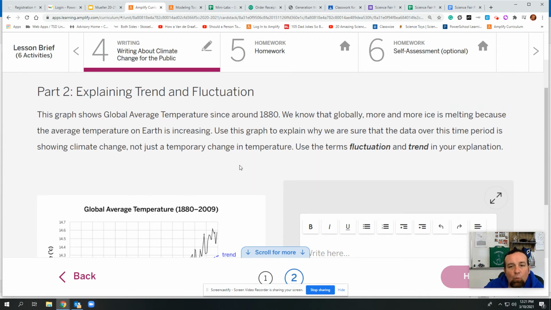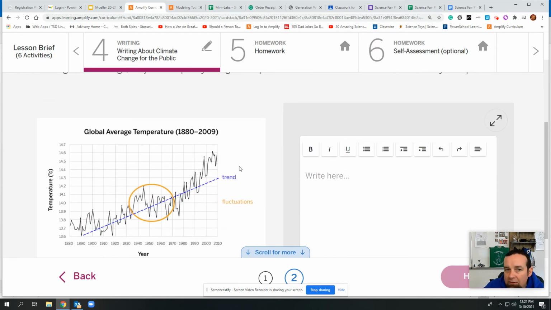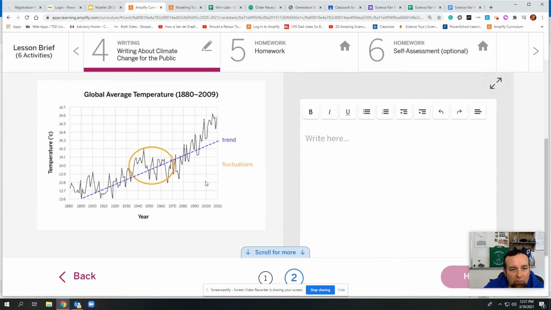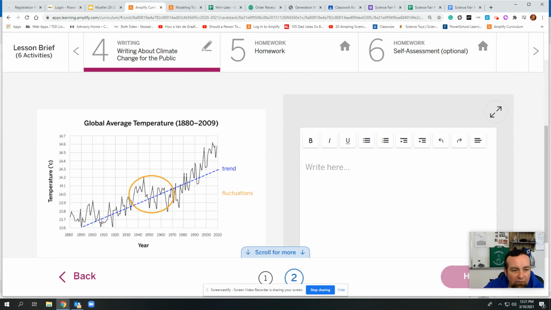And then once you're done with that, you have another writing activity. And this one, we're going to focus on just 2 terms, the word trend and fluctuation. And just a reminder, a trend would be what we see here. So we do see ups and downs. Those would be our fluctuations. But our overall trend, if we were to average out all of those fluctuations, we would see a trend of, well, in this case, increasing global temperatures.